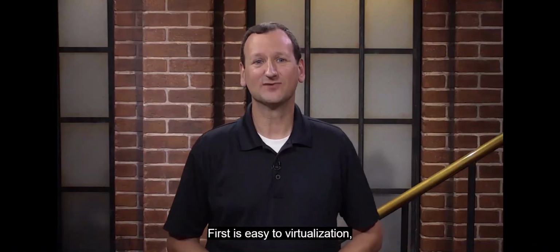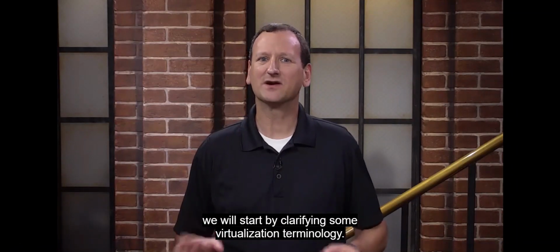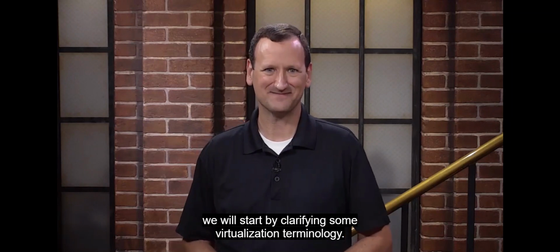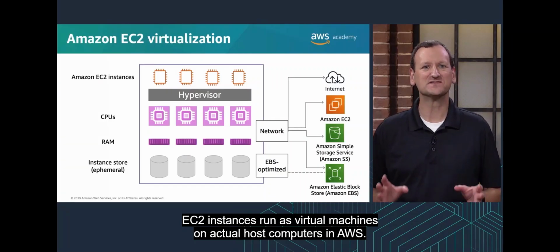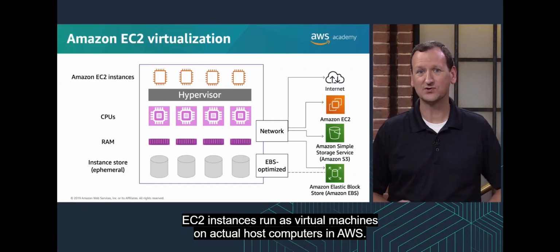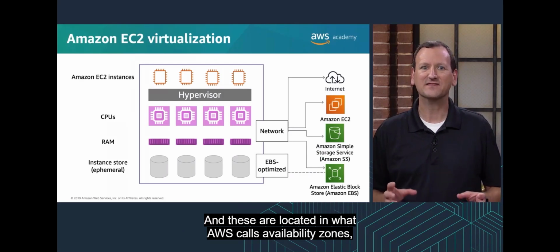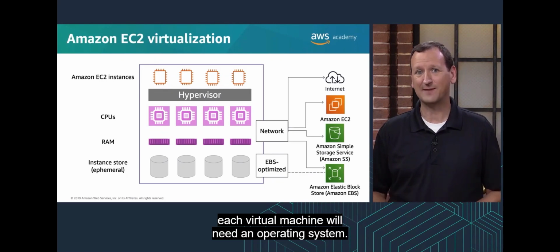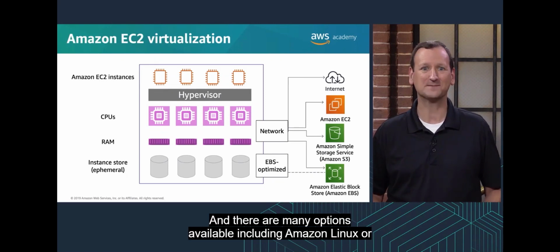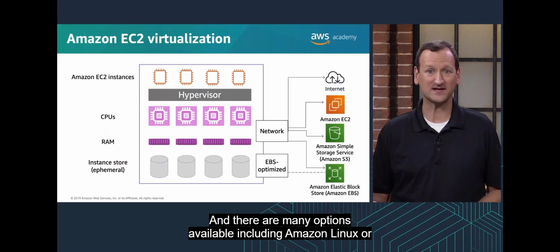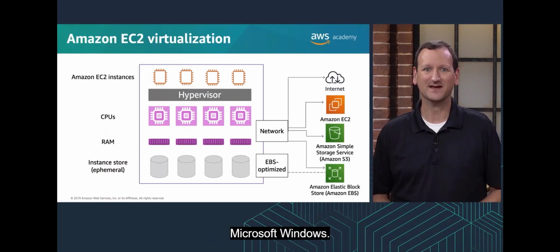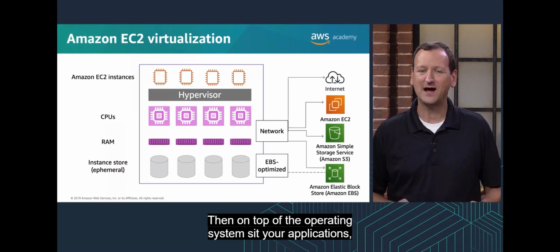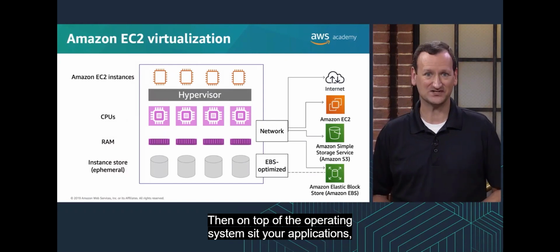First is EC2 virtualization. We will start by clarifying some virtualization terminology. EC2 instances run as virtual machines on actual host computers in AWS, and these are located in what AWS calls availability zones. Each virtual machine will need an operating system, and there are many options available, including Amazon Linux or Microsoft Windows.